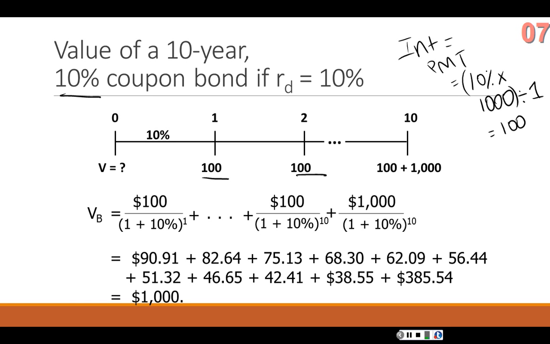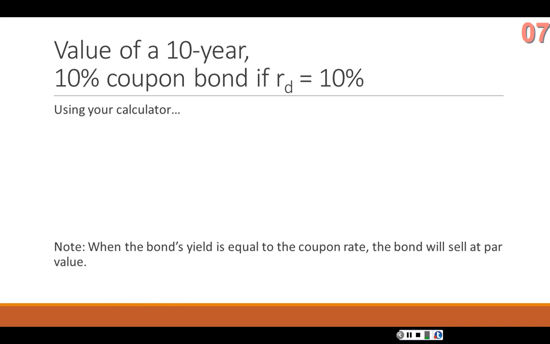But we can do this in our calculator. There's no need to sit down and calculate the present value of each of these payments and of the maturity value. We can use our calculator. So we use our time value of money in our calculator. N would be equal to the number of years times the number of periods per year. So here that's 10 times 1, and that's 10.